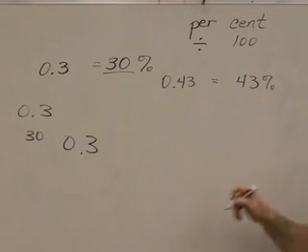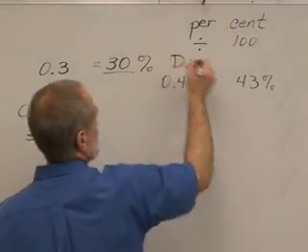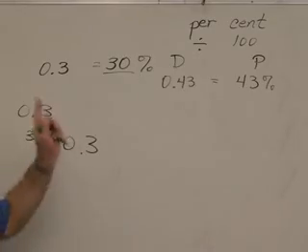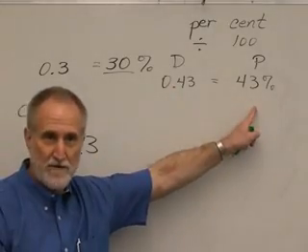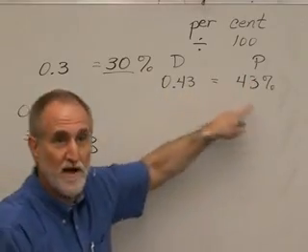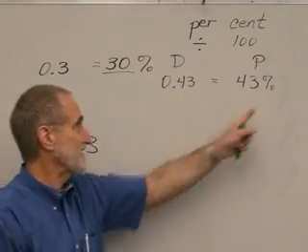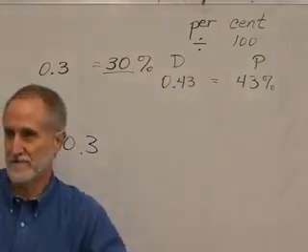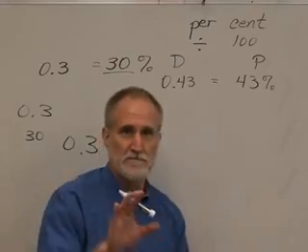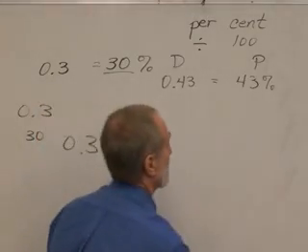Now, an easy way to remember, decimal begins with D, percent begins with P. Alphabetically, this one's to the left of that. So if you're going from D to P, you're going to the right. If you're going from P back to D, you're going to the left. That's one way to remember. All right, how does that feel? Changing a decimal to a percent.